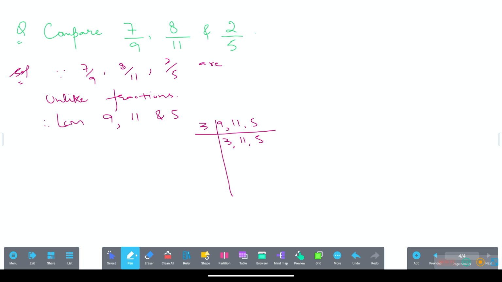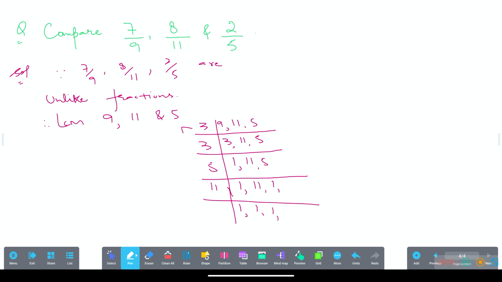Now again, one number is still divisible by 3, so again 3, 1 comes, 11 as it is, and 5 as it is. Next, none of 1, 11, 5 comes in the table of 4. We will move on; 4 is not a prime number, and we are doing it by prime factorization. Now 5: yes, 5 gives 1, 11 as it is. At last 11 remains, and 11 is a prime number, so 11 gives 1, 1 and 1.